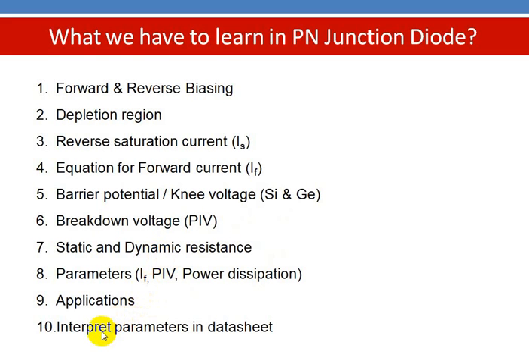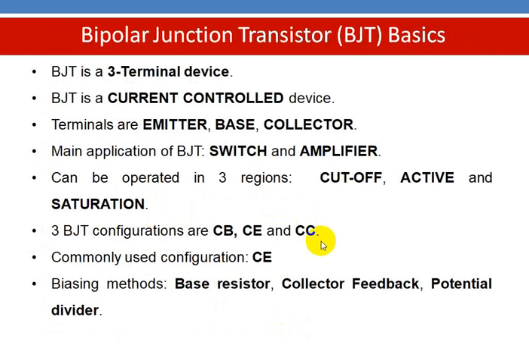We should also learn how to interpret parameters in a datasheet. The datasheet has all the parameters corresponding to a particular device, like forward current, reverse current, reverse breakdown voltage, forward voltage drop. All those things are provided by the manufacturer. Similarly, power dissipation and operating temperature range.